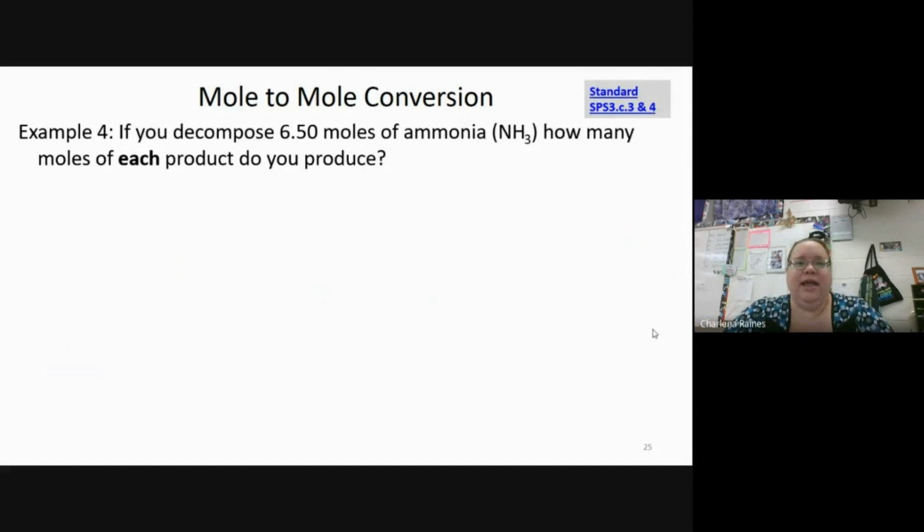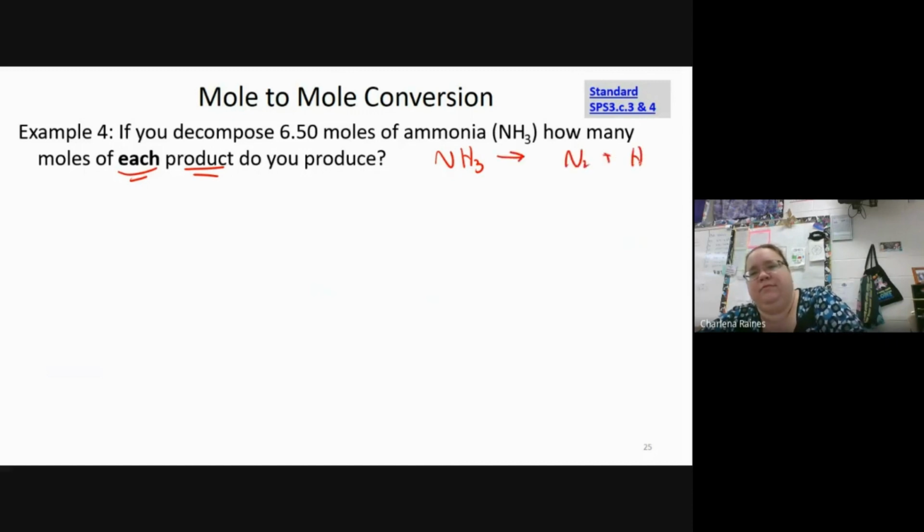So this is my last example for today, and it is looking at each product, and I will be nice and go ahead and give y'all the balanced equation so that you don't have to worry with that. 2, 1, and 3. So pause the video now and set up the conversions for example number 4.